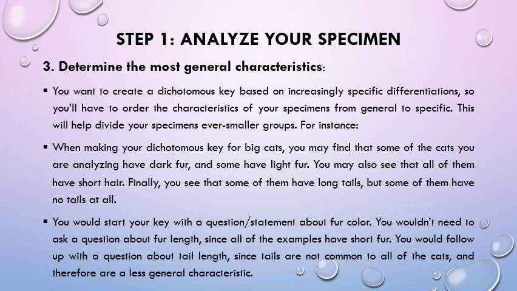For instance, when making a dichotomous key for big cats, you may find that some of the cats you are analyzing have dark fur and some have light fur. You may also see that all of them have short hair. Finally, you see that some of them have long tails, but some of them have no tails at all. You would start your key with a question or statement about the fur color. You would not need to ask a question about fur length, since all the examples have short fur. You would follow up with a question about tail length, since tails are not common to all the cats and therefore are a less general character.